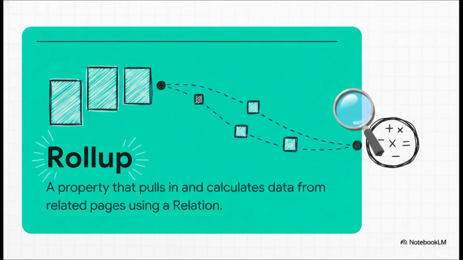And once you've built that bridge with a relation, you can then use something called a rollup. Think of it this way. If the relation is the bridge, the rollup is the traffic that goes across it. It lets you reach into those connected pages, pull out some information, and even do calculations with it.